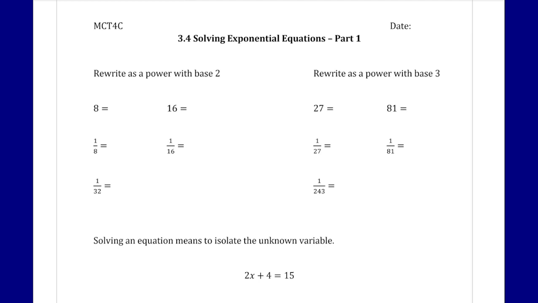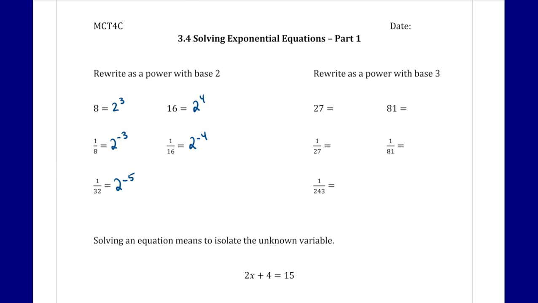So the first thing we want to do is just rewrite some of these as a power with base 2 or with base 3. So for 8 we can rewrite as 2 to the power of 3. 16 is 2 to the power of 4. 1 over 8 is 2 to the power of negative 3, or 1 over 16 is 2 to the power of negative 4, and so on.